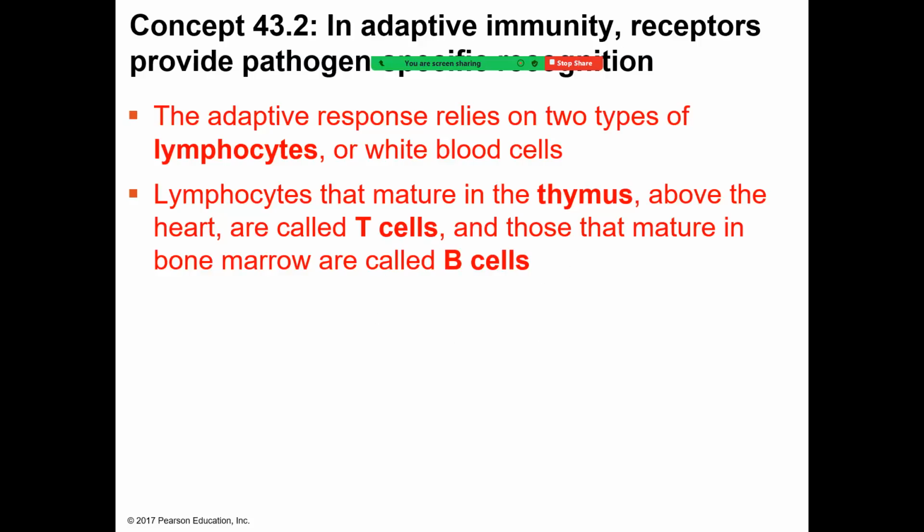All right, we are picking up with part 2 of chapter 43 on the immune system. So last time we talked about the innate immune system, and now we're going to focus on some details for the adaptive immune system.